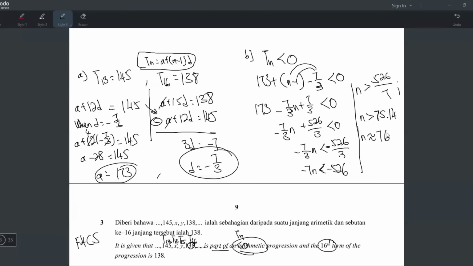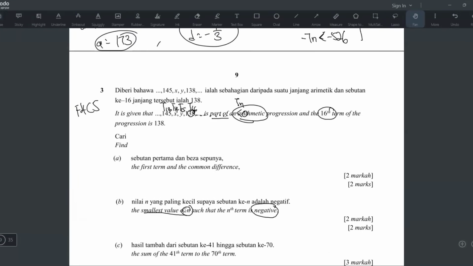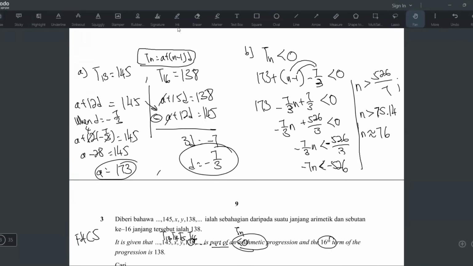Okay? And also the question says find the smallest value of n. So the smallest value of n is 76. Of course, 77, 78, 79 are also bigger than this.